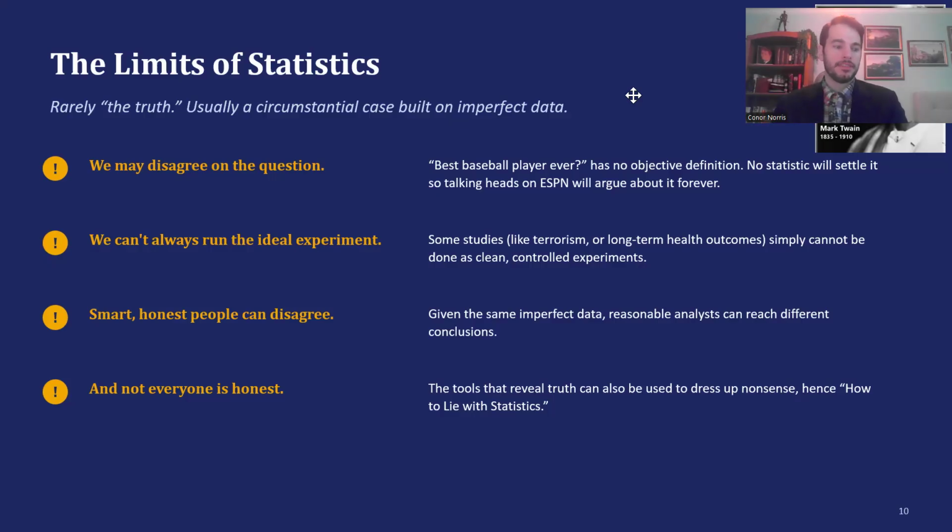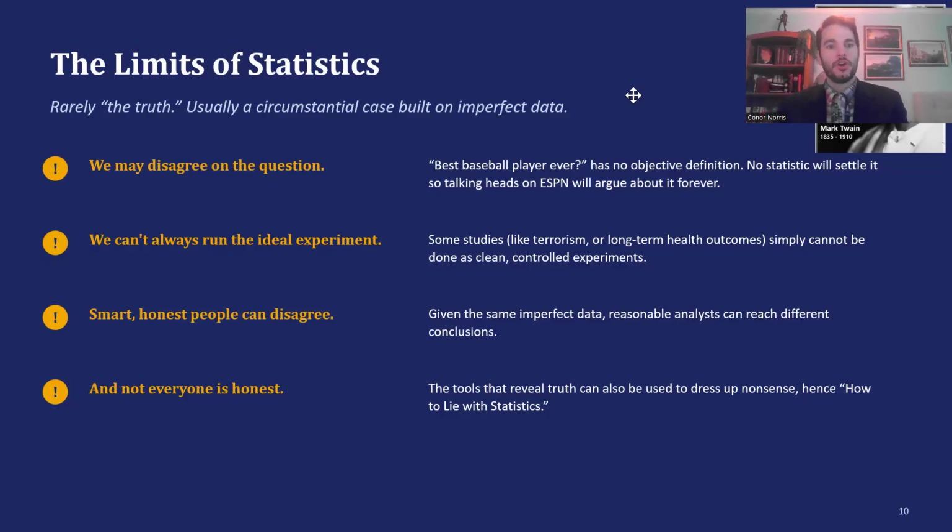And it starts with something basic. We may actually disagree about the question being asked. So if you look at best baseball player or best basketball player ever, who is the GOAT? ESPN loves to fight about that. No one statistic will settle it. So the talking heads will argue between LeBron and Kobe and Kareem and whoever else you want to put in that list. I'd probably put Shaquille O'Neal, but that's definitely personal bias.